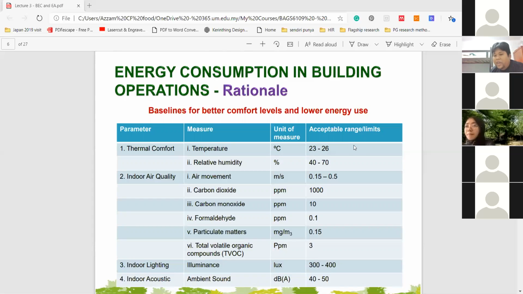Okay, for air movement, you want it to be within 0.15 to 0.5 meter per second. Okay, you do not want it to be higher than that. If it's too high, then things will start to blow all over the place. Okay. If it's too low, it'll become stale kind of air.